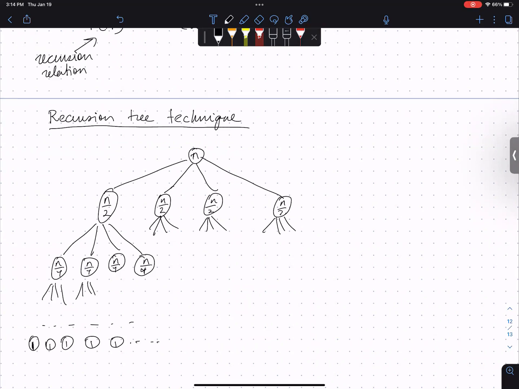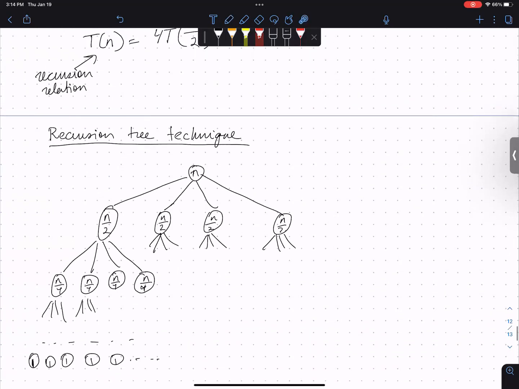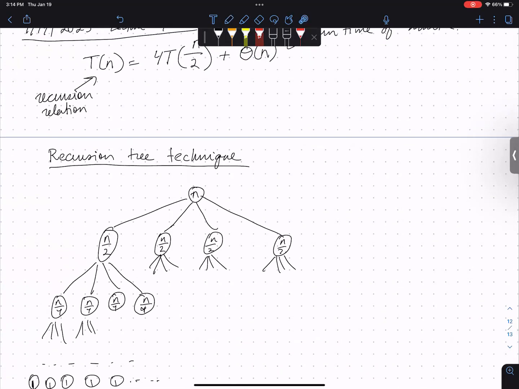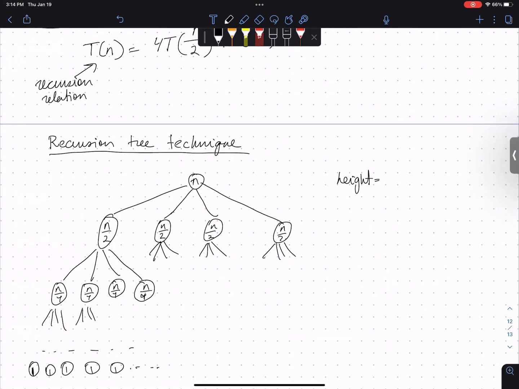The runtime of our algorithm, let's take a step back. So what do we know about this tree? First, what is its height in terms of n? Well, every level we reduce the input size by 2 until we get to 1. So what is that in terms of n? How many times can we reduce the input n by half before getting to 1? Log n, right? Log base 2 of n.